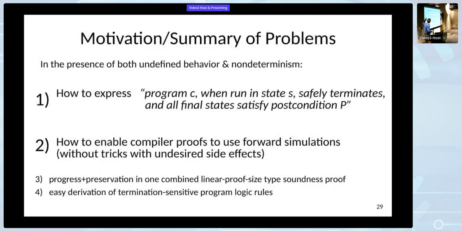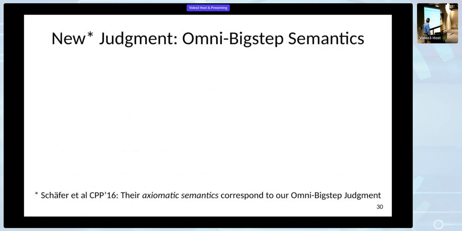So to summarize the two problems, I want to express this statement concisely, and I want to use forward simulations for my compiler correctness proofs. And there are also further goals and benefits that I will talk about a little later. So I will show you a new star judgment because it's somewhat almost obvious, I will claim, and Steve Schaffner and some colleagues have already presented such a judgment at CPP 16. And as I said, probably some of you have used something like this as well. So that's about as new as it is. But definitely, I think it has been underappreciated. So that's why I'm talking to you about it.